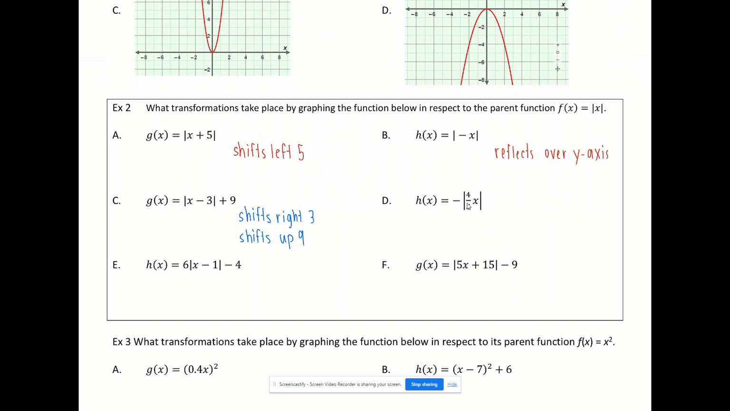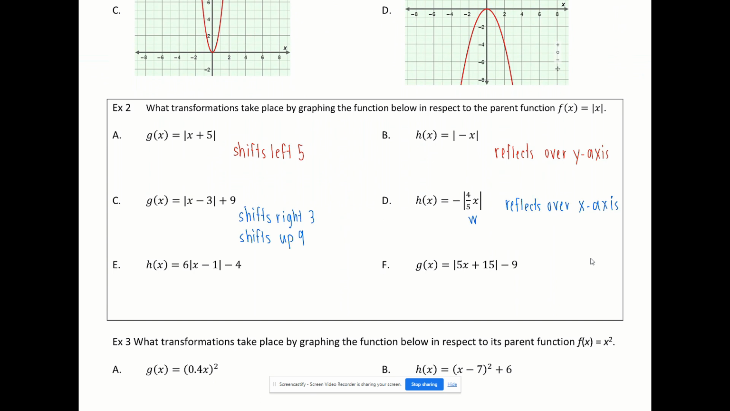Next one, I got a negative outside. That's a vertical reflection. Remember vertical, up and down. Up and down goes over the x-axis. So it reflects over the x-axis. But also, we've got this 4/5. Okay, so here's what I want you to think. It makes it wider, 4/5. It's less than 1, right? So it's going to get wider.